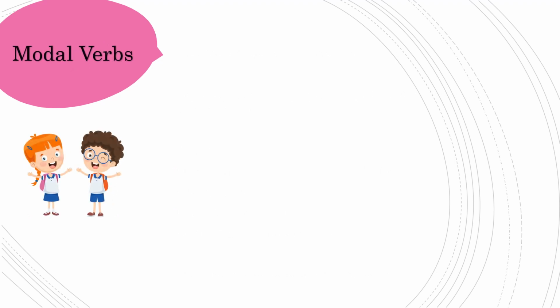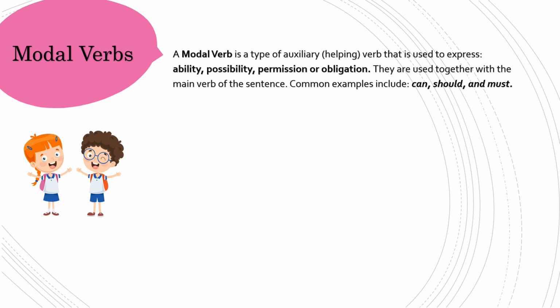Modal verbs. A modal verb is a type of auxiliary, helping verb that is used to express ability, possibility, permission, or obligation. They are used together with the main verb of the sentence. Common examples include can, should, and must.